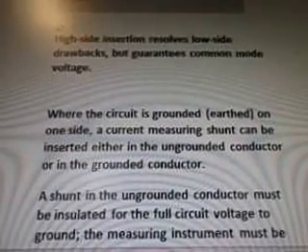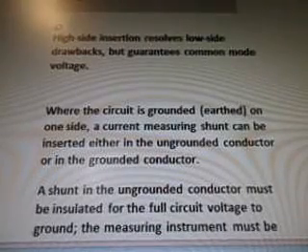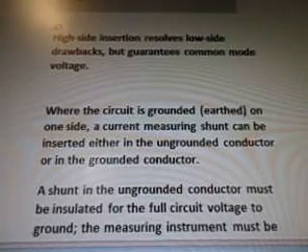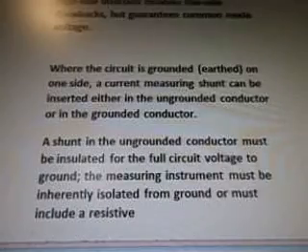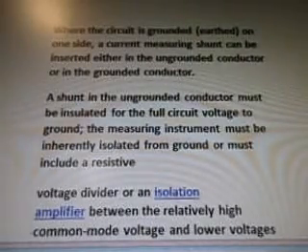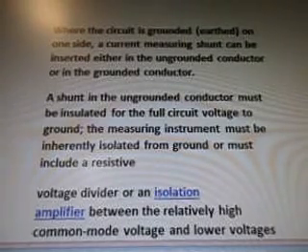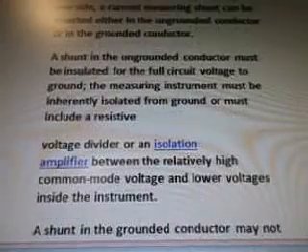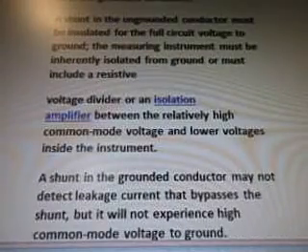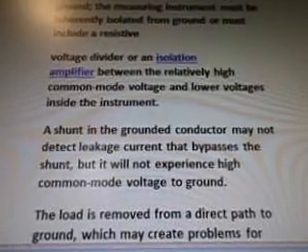Okay, so where the circuit is grounded, earthed on one side, a current measuring shunt can be inserted either in the ungrounded conductor or in the grounded conductor. A shunt in the ungrounded conductor must be insulated for the full circuit voltage to ground. The measuring instrument must be inherently isolated from ground or must include a resistive voltage divider or an isolation amplifier between the relatively high common mode voltage and lower voltages inside the instrument.